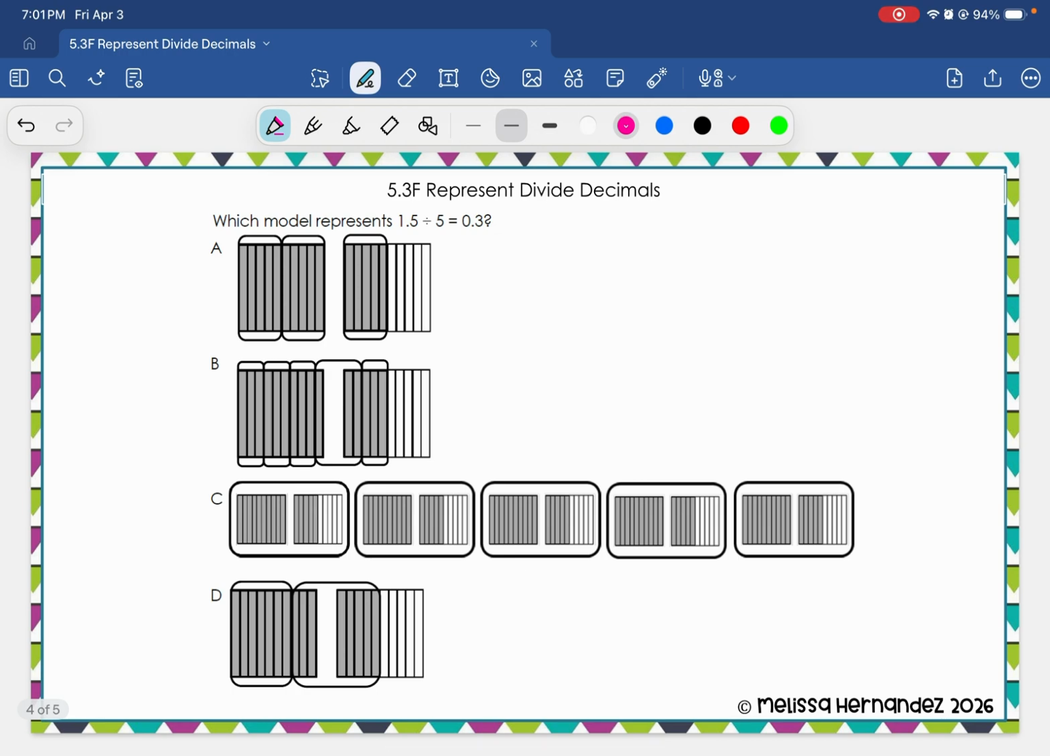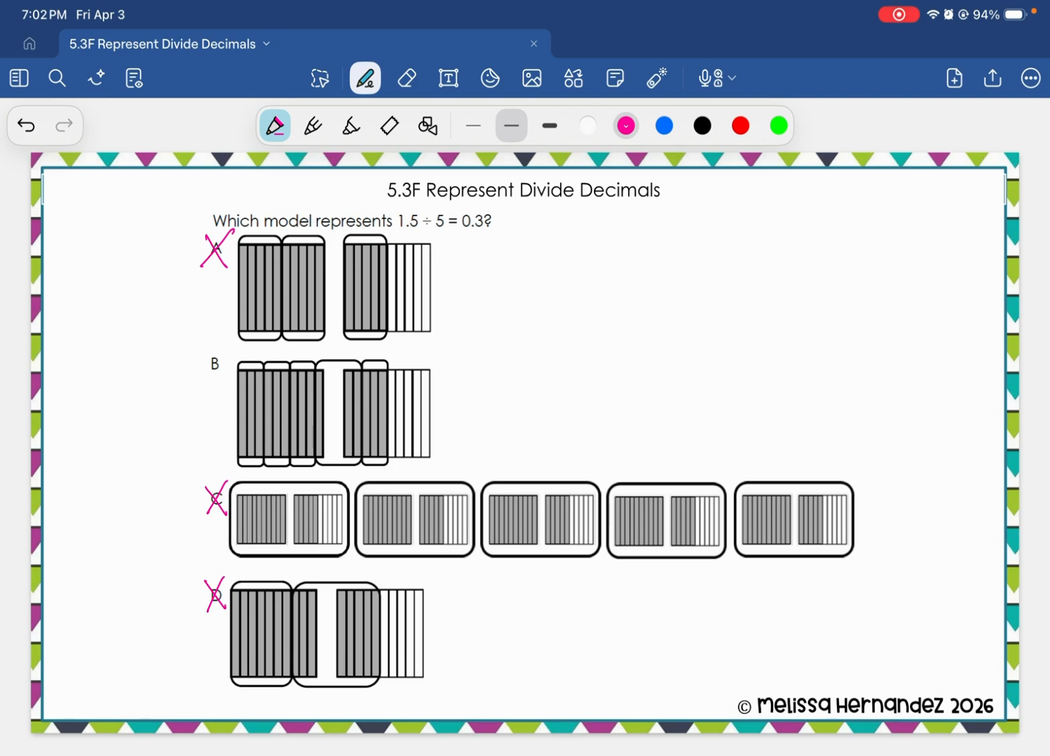Which model represents 1 5/10ths divided by 5 equals 3/10ths? So it's 1 whole and half of another. If you look at A, that is 1 whole and half of another, but that's 3 groups. So A would not work. C is a multiplication problem, and we're not doing multiply. And on D, there's only 2 groups. So we're going to still look at B.